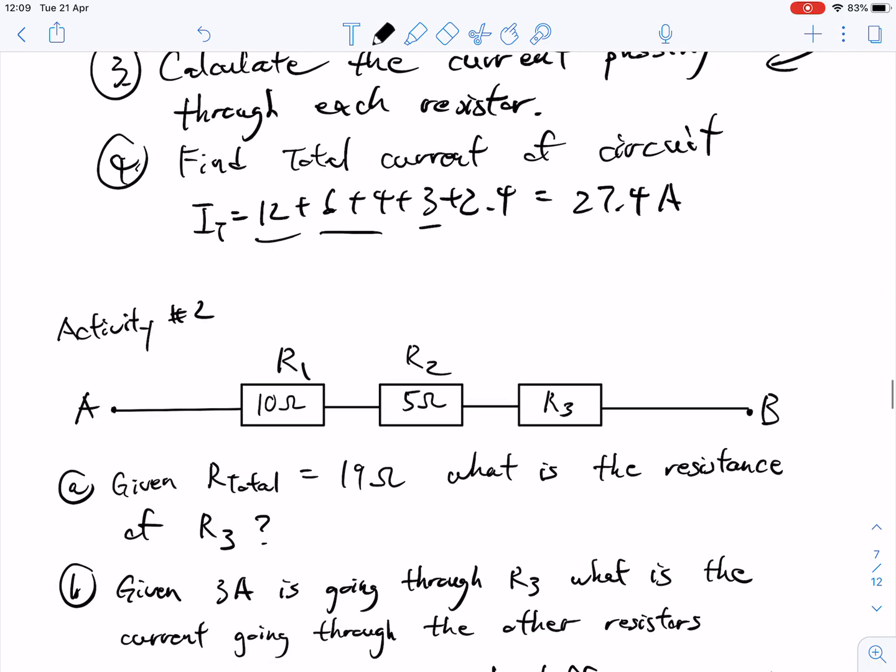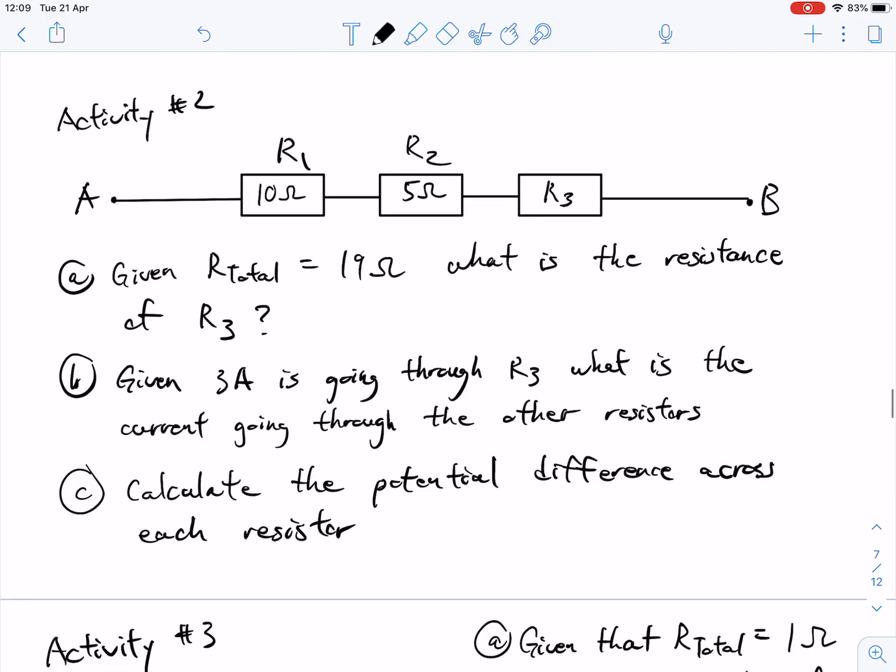Okay, I've got 2 more activities here, so feel free to pause this video in between to figure things out. These are things that I had just sort of made up for myself for your practice. So what's the resistance of R3? This is a series circuit, as you can see in the diagram. So 19 minus 10 minus 5, I'm just going to go quickly here. So pause the video, go through everything yourself. This is going to be 4 ohms.